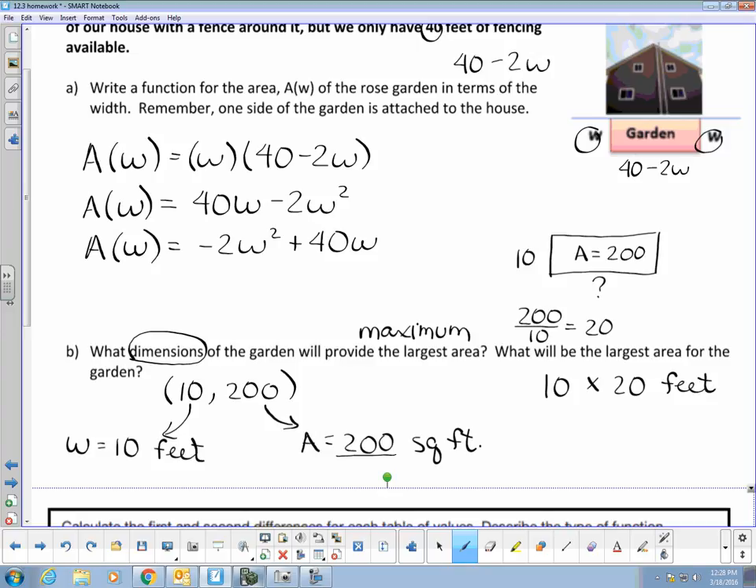Now another way to find your missing dimension is to take your value for W. So right here we have W is equal to 10. Take my value for W and replace it right here. So I have 40 minus 2 times W, or 2 times 10, and 40 minus 20 gives me a value of 20. So there's a couple of ways to find that missing dimension.